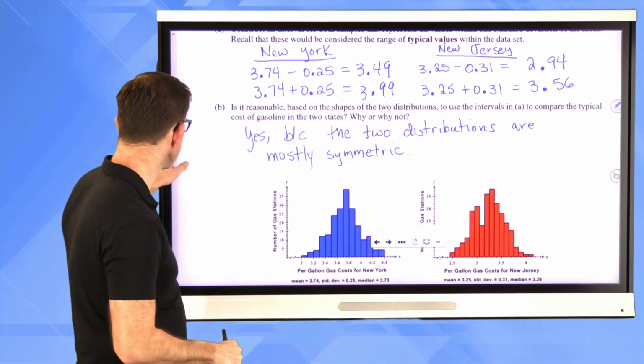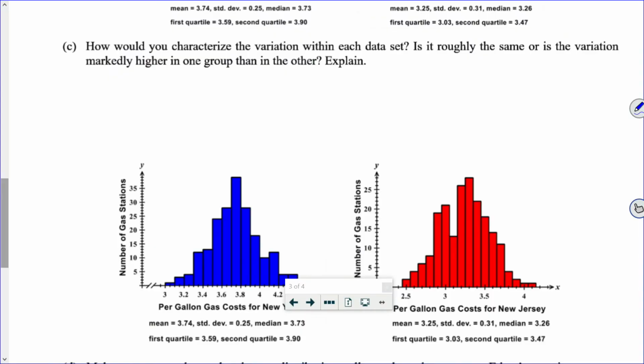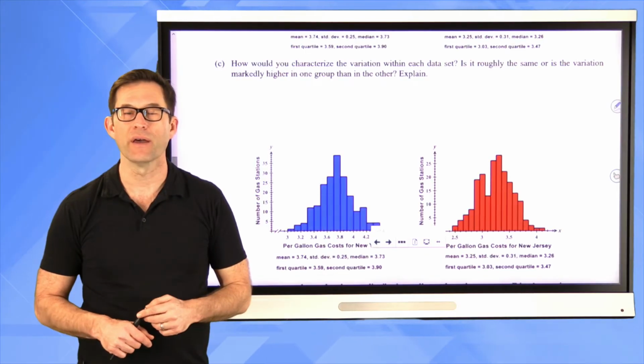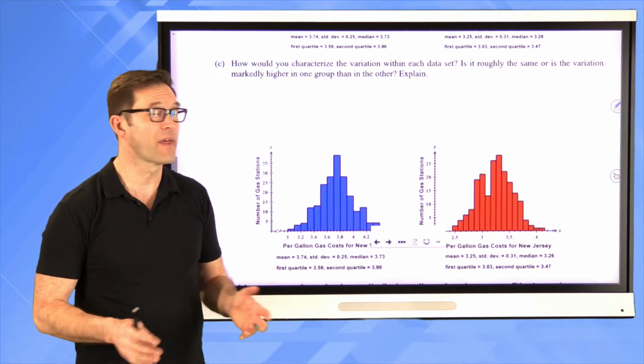All right. So, letter C. How would you characterize the variation within each data set? Is it roughly the same? Or is the variation markedly higher in one group than in the other? Explain. Okay, well, what do you think? Pause the video now and consider that question.